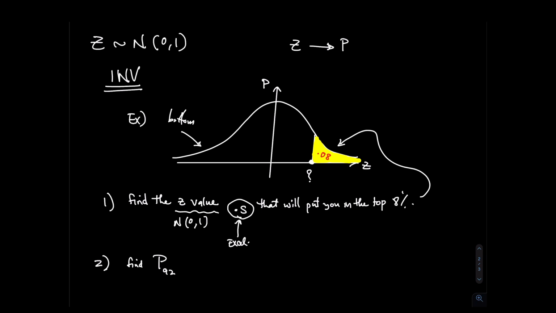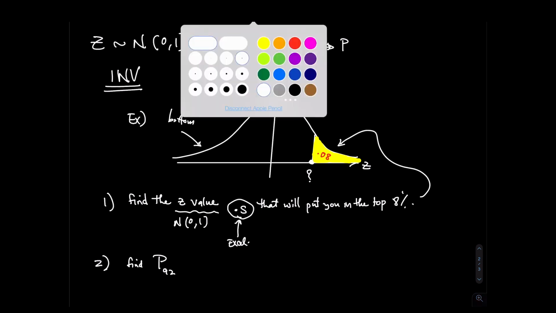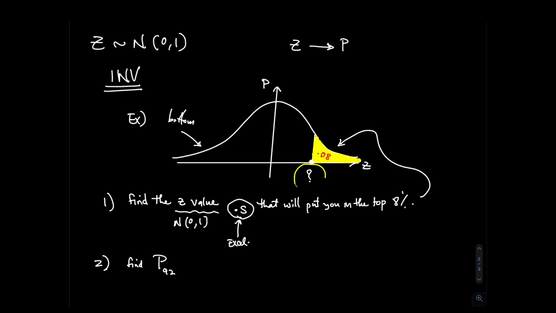92. You guessed it right. That means I could just say find the 92nd percentile. That means the bottom 92%, which obviously means the top 8%. So I could ask you the same question in two different ways, and they both would be the same. It would both mean that I'm asking you to find this value here, which is some z value. So both of these questions, question 1 and question 2, are asking you the same thing.